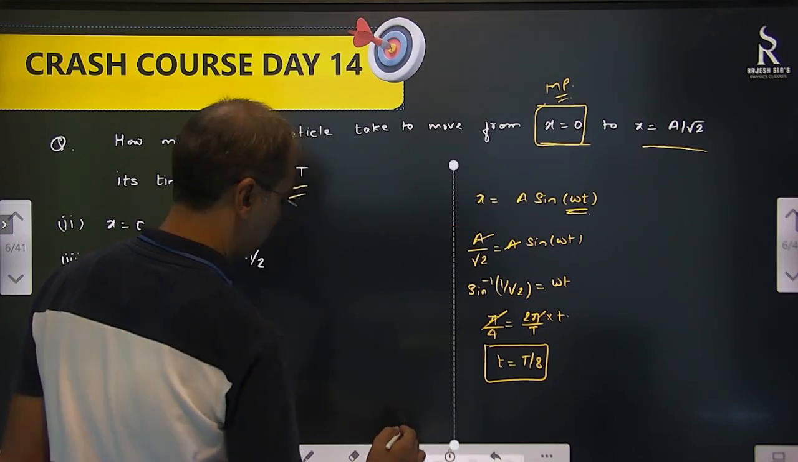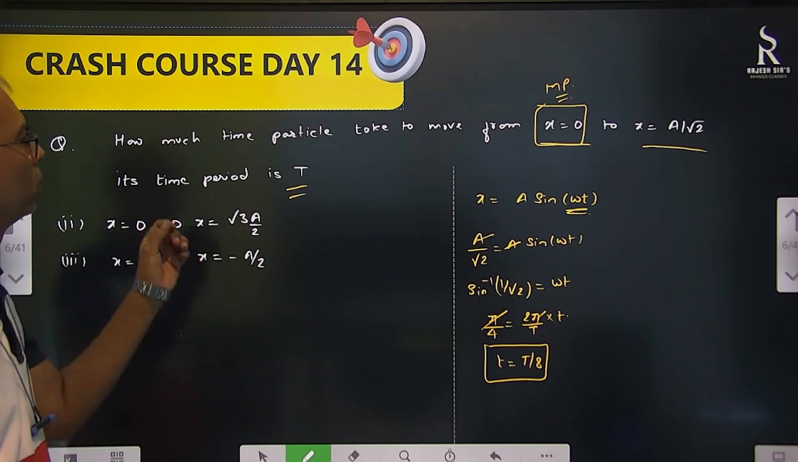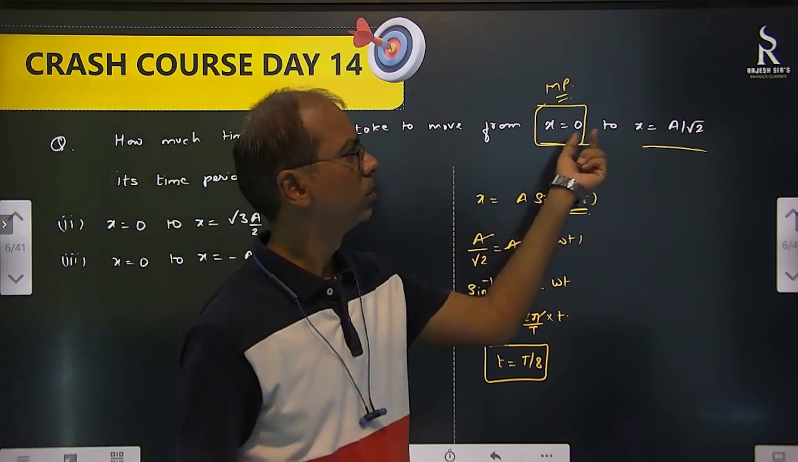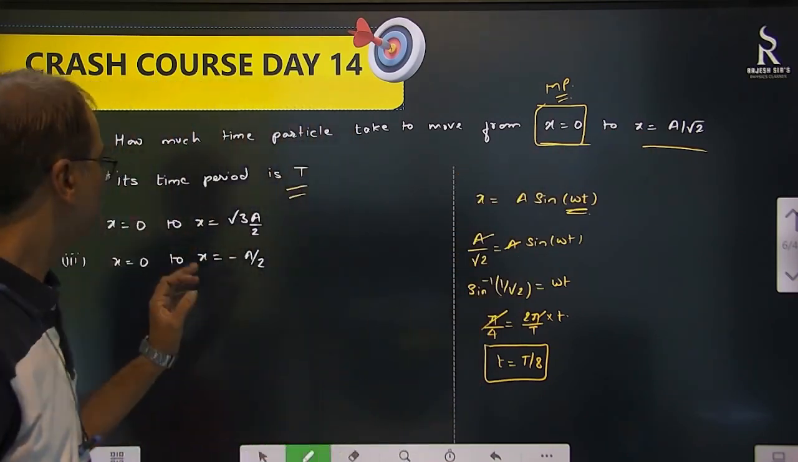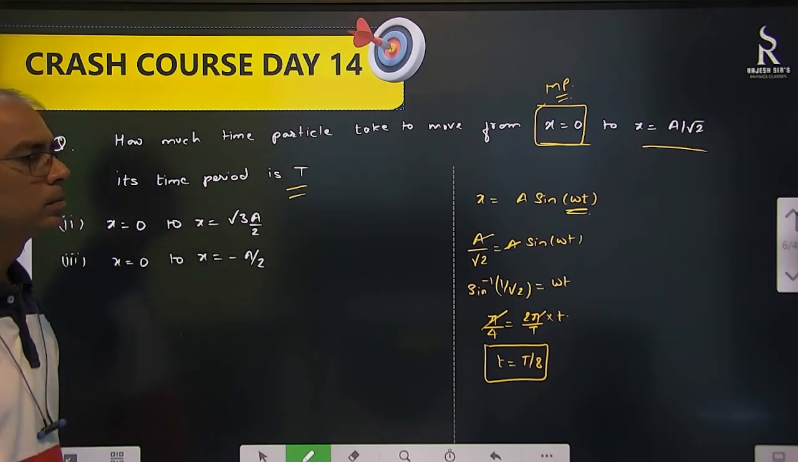Okay. Second question is this. What is the time from x equal to 0 to x equal to root 3 a by 2? Now we know that 0 to a by root 2 means it was 45 degrees. Now here 0 to root 3 a by 2, sine only we are talking. So this has to be 60 degrees.